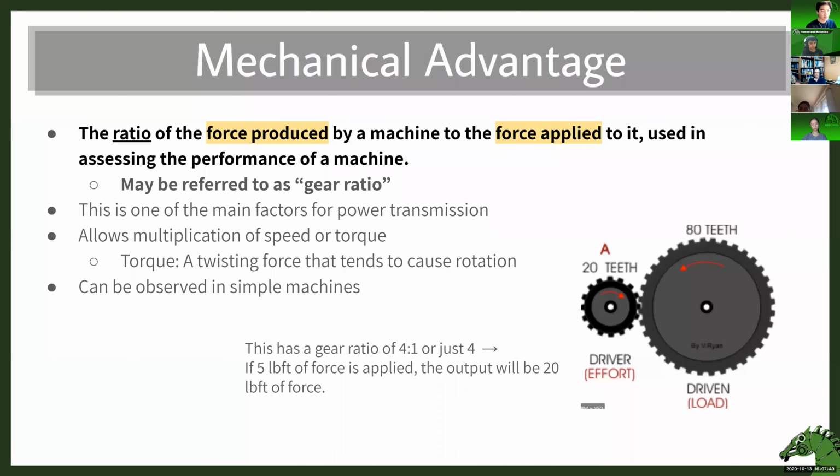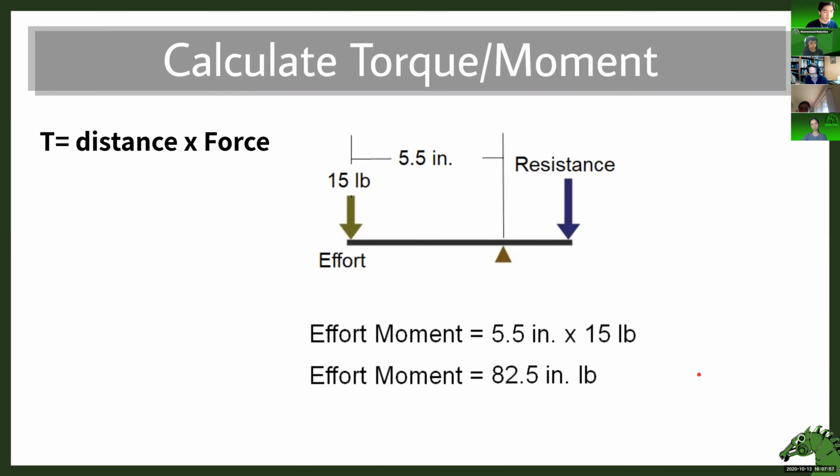Torque: if you apply 1 pound of force on the driver, the small gear right there, you can multiply that 1 pound by 4, and I guess in this example I wrote 5. So the output force is 20 pounds. All right. So that was how to calculate, I guess, the gear ratio.